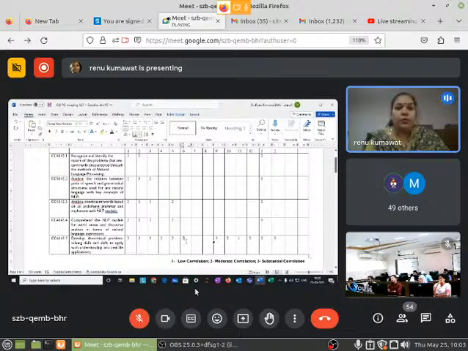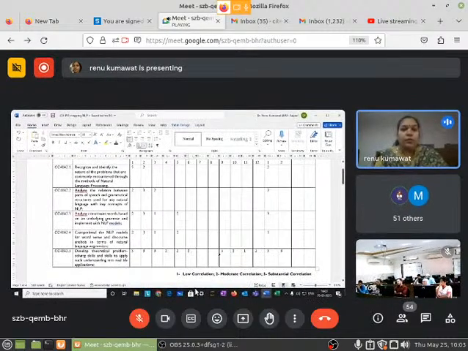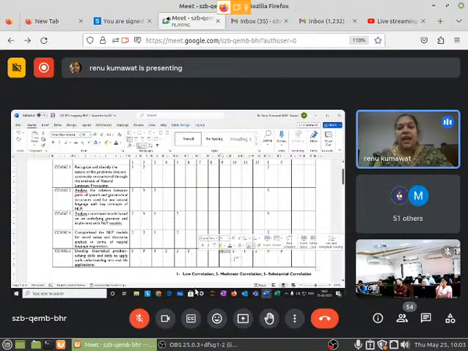Now coming to PO number 8. In case of PO number 9, there is high correlation where the students are reflecting their individual and the teamwork. That is why there is substantial correlation in PO number 9.